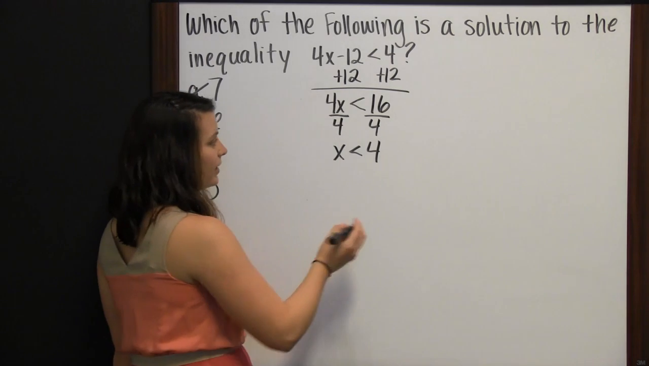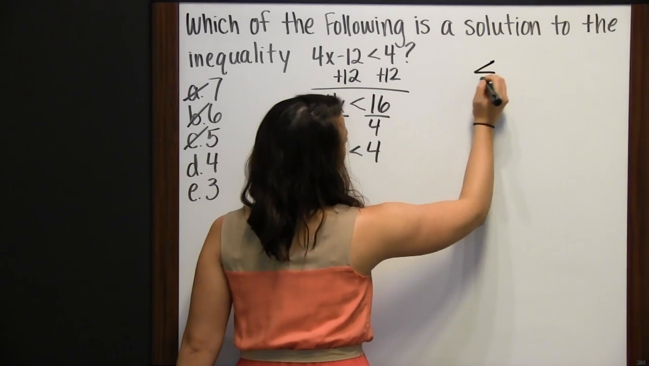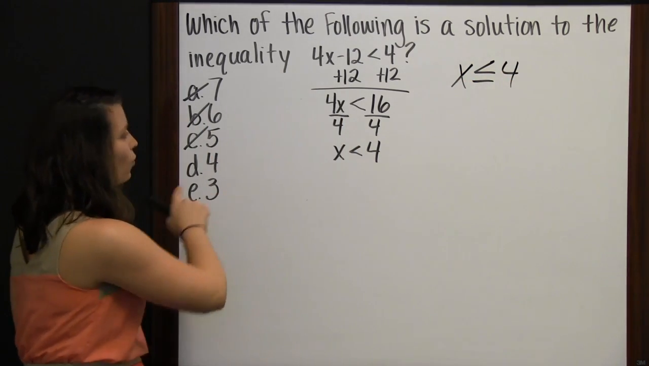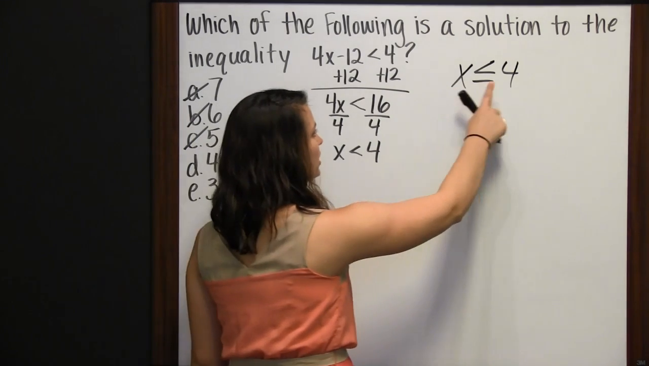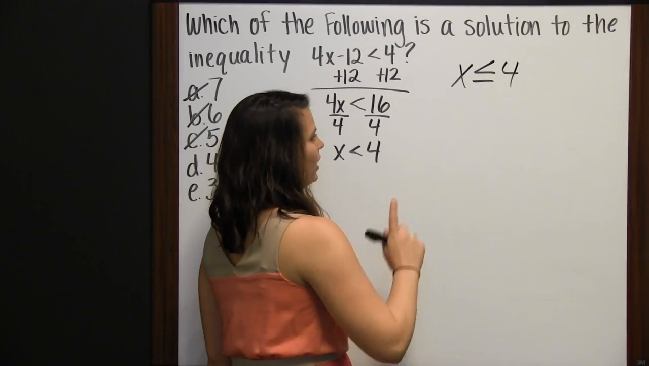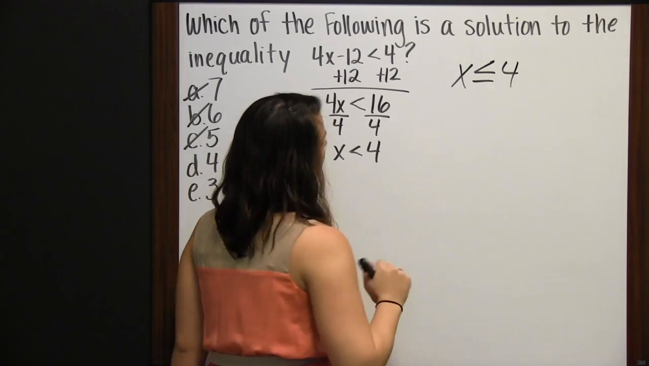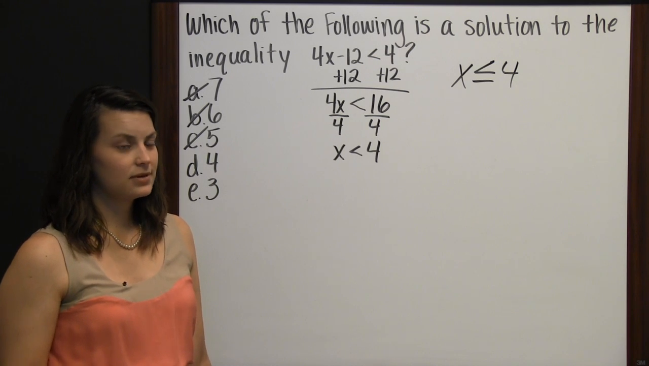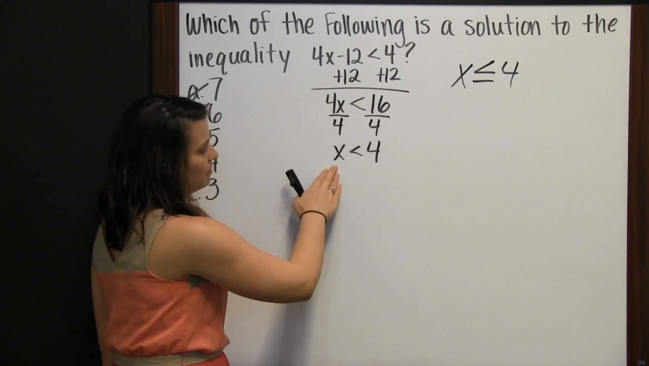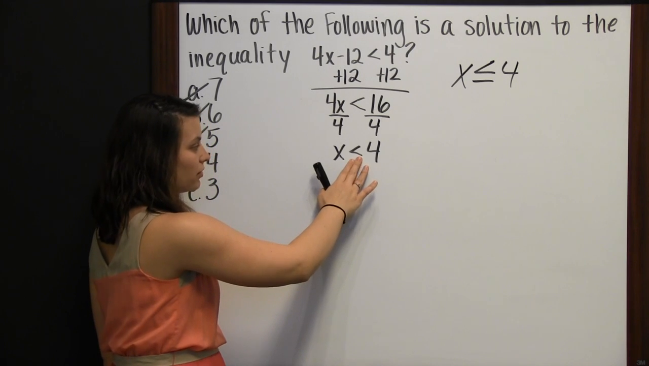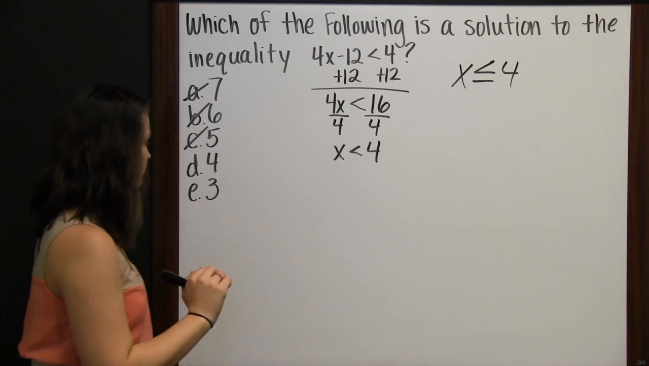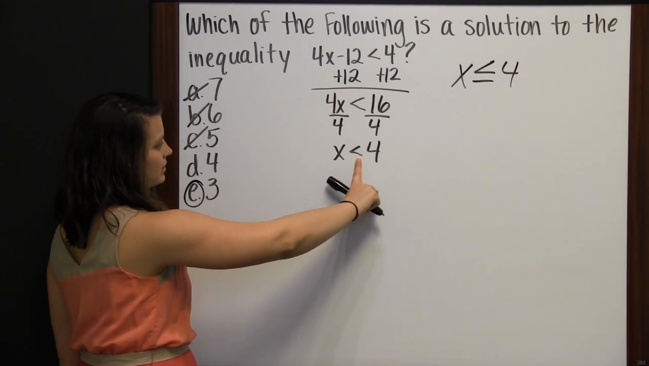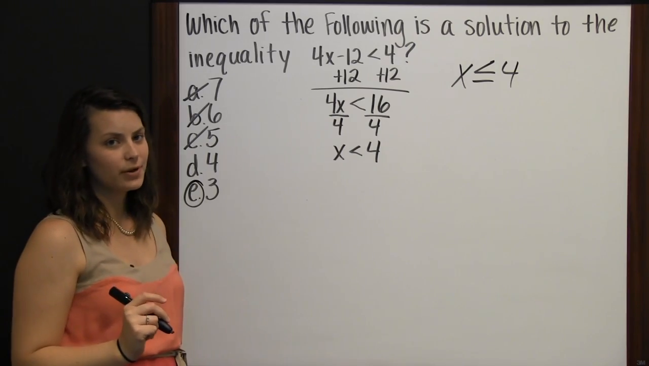No. If this were a less than or equal to sign, if it said x is less than or equal to 4, then yes, 4 would be a solution, because 4 is equal to 4, and it only has to be one, either less than or equal to. But in this case, it's not a less than or equal to sign. It's simply a less than sign, meaning that this number must be smaller than 4. So our answer is E. 3 is less than 4, or 3 is a smaller number than 4.